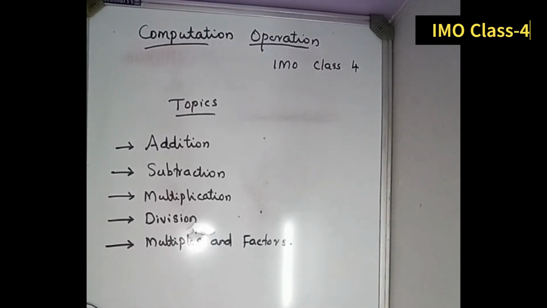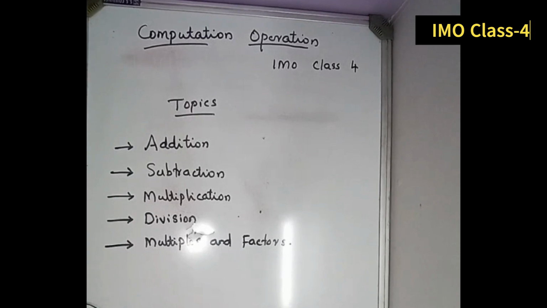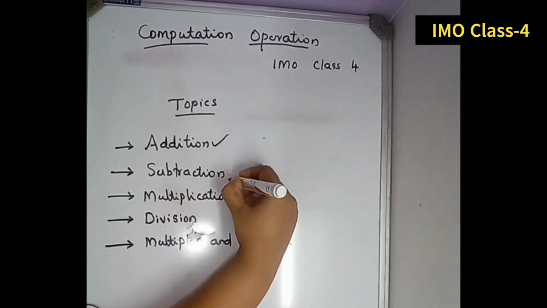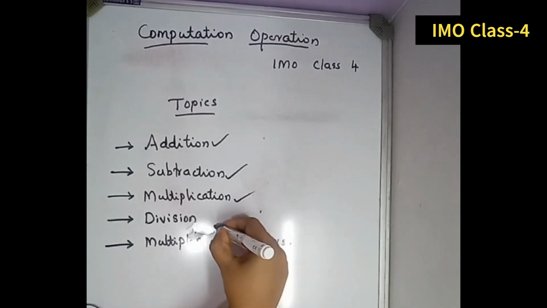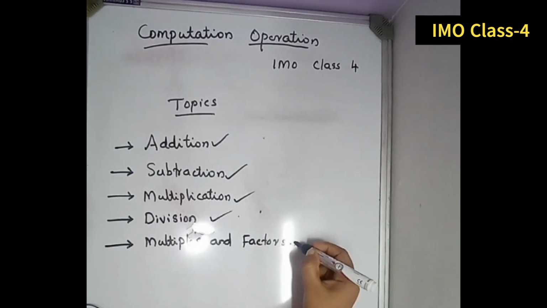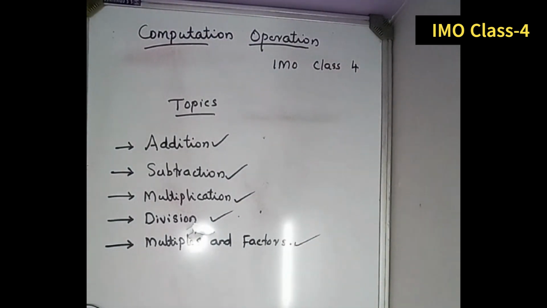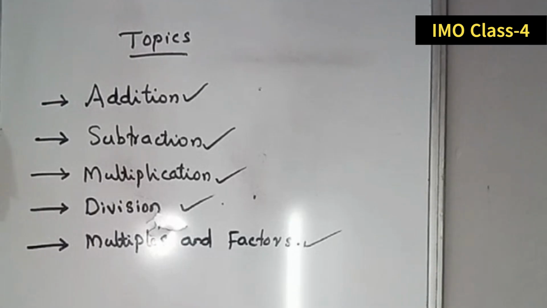Hello friends, today we are going to discuss one of the important topics of your IMO examination, that is the IMO Class 4 exam. The chapter is Computation Operation. In this chapter we have a total of 5 topics. First topic is addition, next subtraction, multiplication, division, and the last one is multiples and factors. In this video we are going to solve some previous year questions of the topic addition.